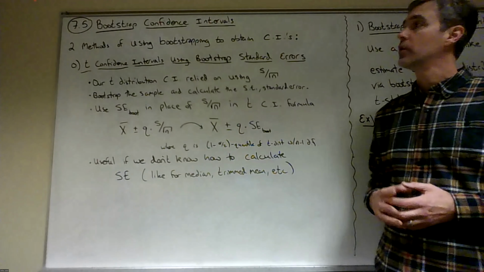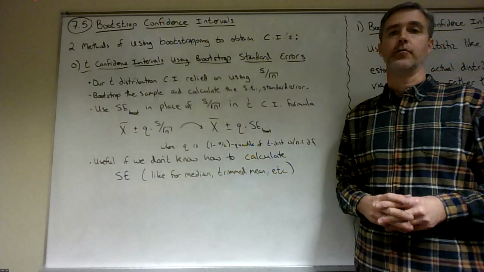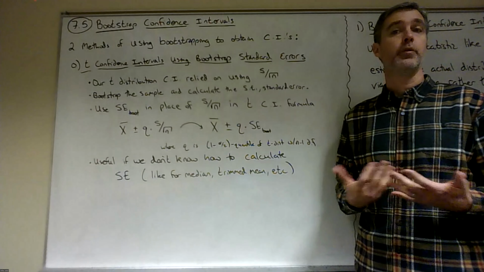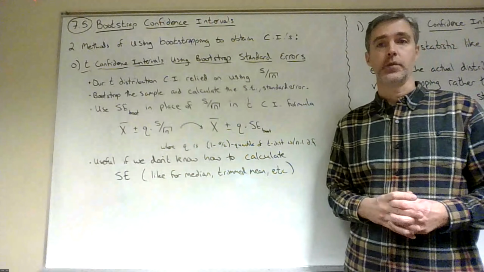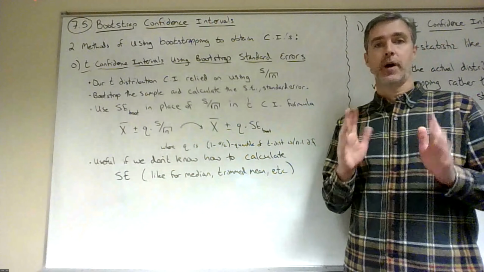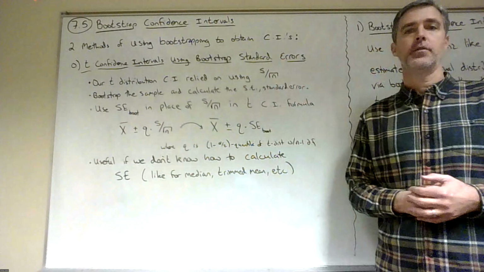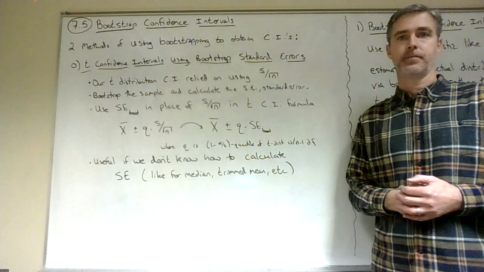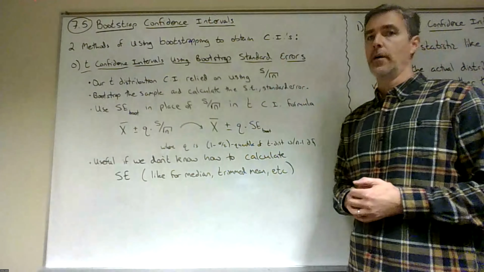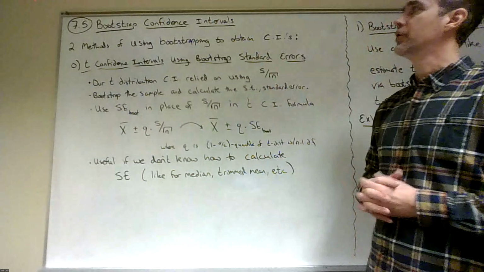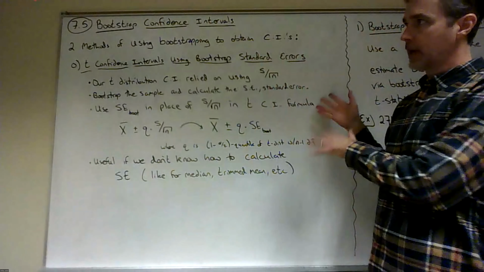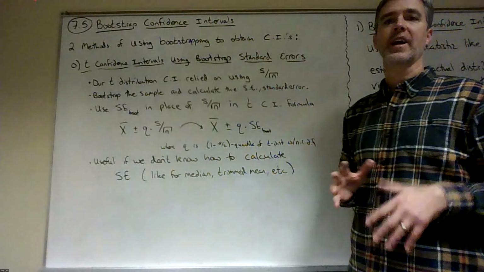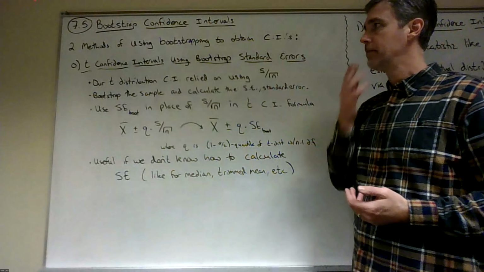All right, so in this video, we start section 7.5, which involves doing confidence intervals with bootstrapping. And there's going to be two main ways we do this. So pause, copy this first way down, and then press play. All right, so we've got two methods for using bootstrapping techniques to obtain confidence intervals. And I call this method zero because we're not going to actually use it that often.